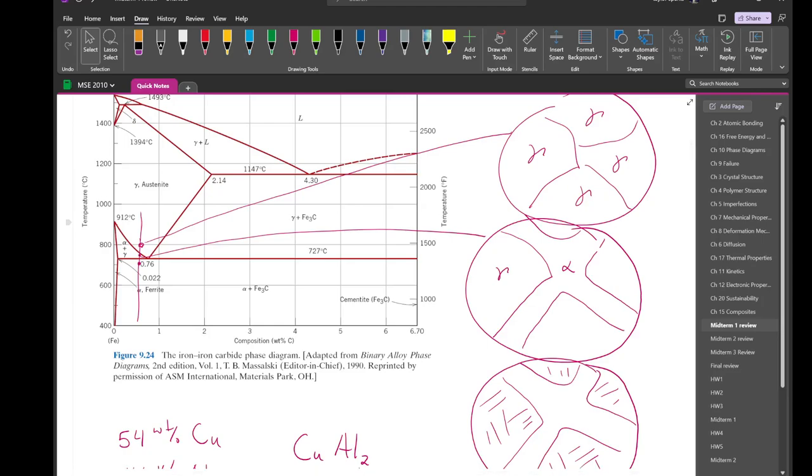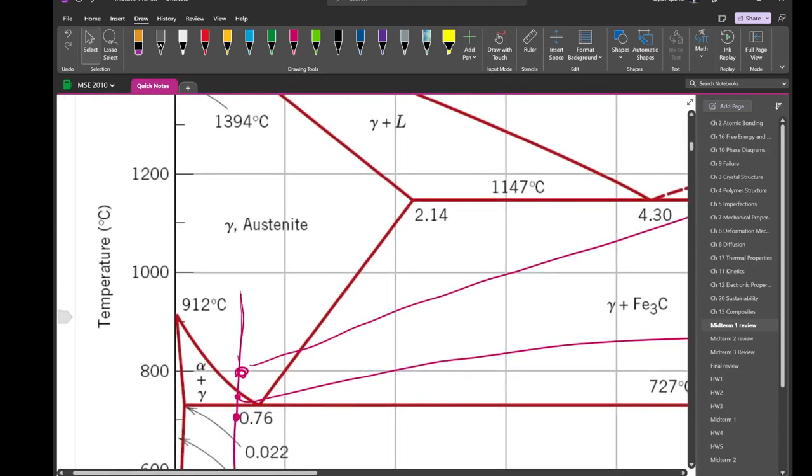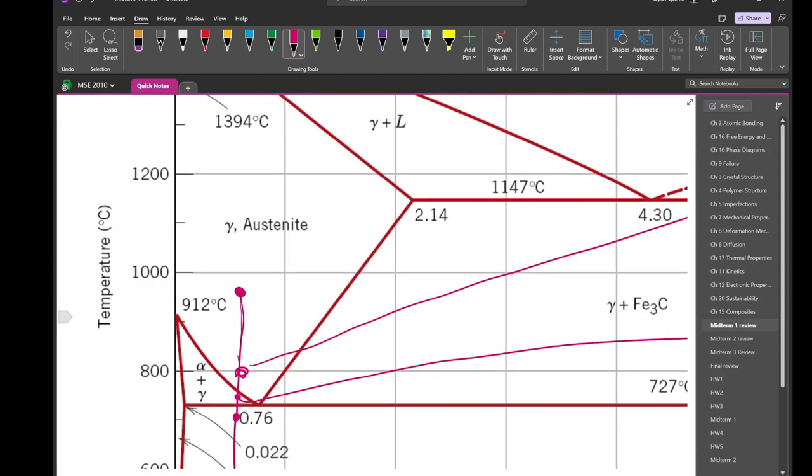You can use the lever rule in any two-phase region. You cannot use it in a single-phase region. So like if you were right here, you couldn't use the lever rule because the lever rule is for multiple phases, and that's just austenite. But any other two-phase region, you could use it. If you were right there at where that sort of grid intersects it, and you wanted to figure out how much austenite there was and how much liquid it was, great. You can use the lever rule and it will tell you how much it is.